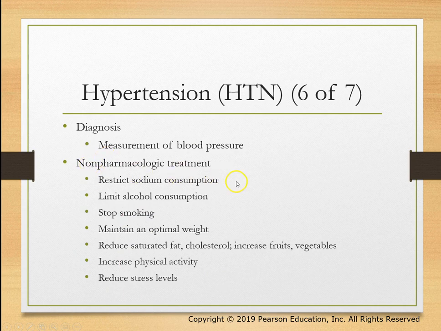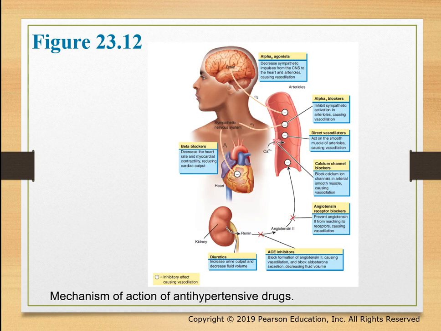In terms of treatments, right? So non-pharmacologic treatments, again, these are all speaking to those factors that we talked about before. If you drink too much alcohol, limit alcohol, stop smoking, lower the sodium in your diet, okay? Maintain an optimal weight, exercise, and reduce stress levels. A lot of times, if you really focus on doing these, you will see a significant decrease in blood pressure.